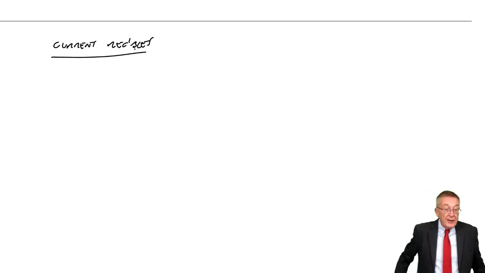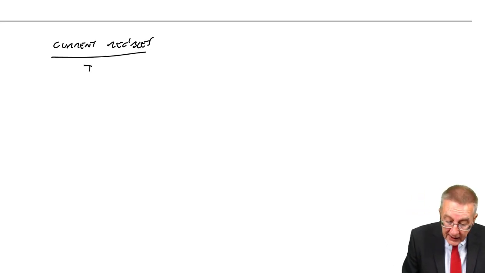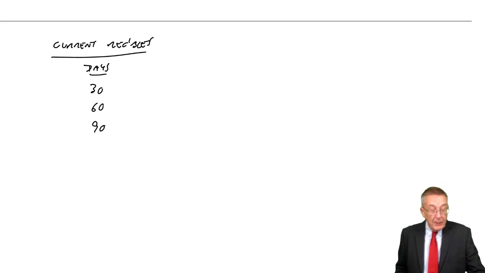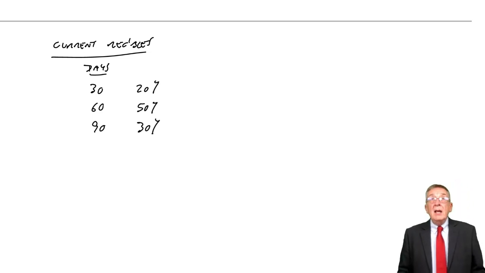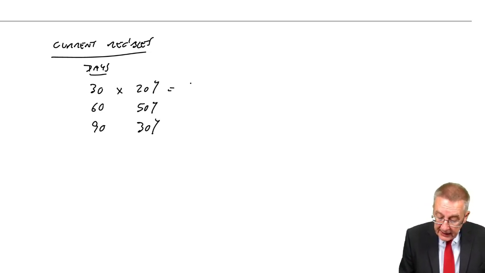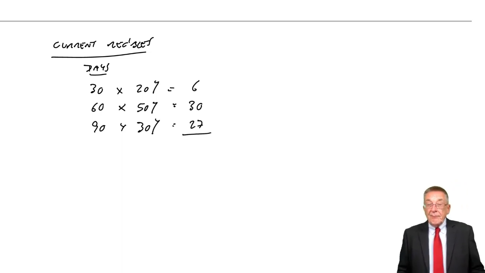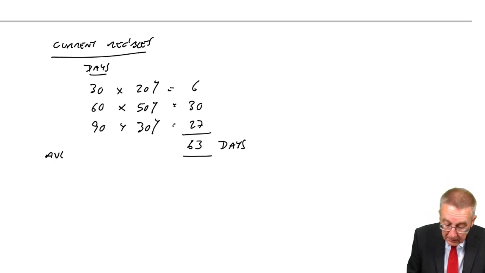And I think the easiest, the most obvious way of doing it is let's calculate, first of all, on average, how long are they taking to pay? Well, it's either 30, 60, or 90 days. The percentage is 20%, 50%, 30%. And so the average collection period will take a weighted average. 20% of 30 is 6, 50% of 60 is 30, 30% of 90 is 27. And so on average, it's taking 63 days. There is the average collection period.